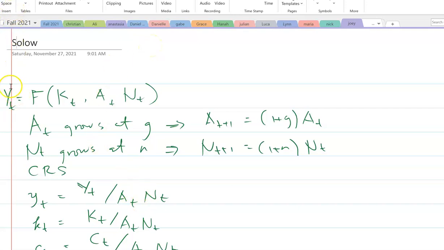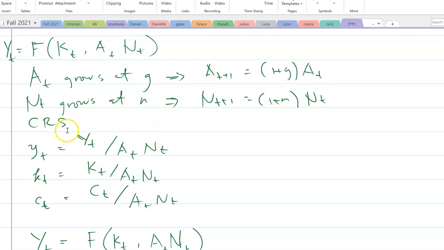Here's the setup. You have output, this is the production function. The output is a function of capital and effective labor, right? A times N is the effective labor. Assume that A is like a technology, and it grows at a growth rate of g, and N is the population, and it grows at a growth rate of n. Now we're going to assume constant returns to scale here.